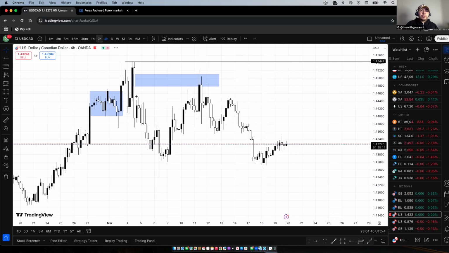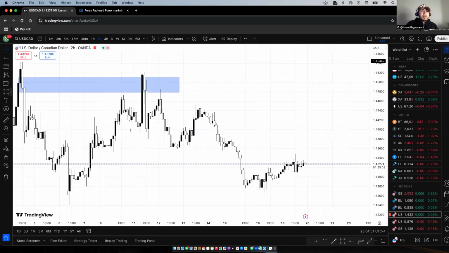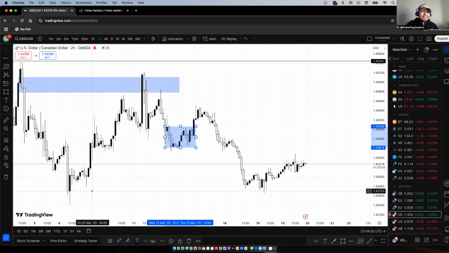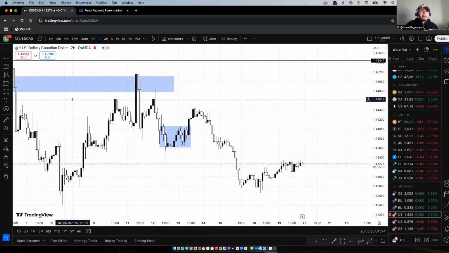So now as we go to lower time frames, we can see this consolidation that we break below. Oh, we didn't break below. But we are following the trend.